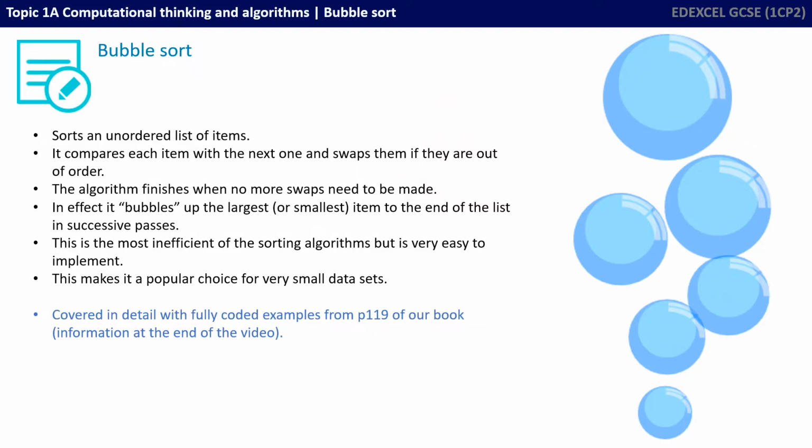So before we work through an example of the bubble sort algorithm, let's first summarise its key features. It sorts an unordered list of items. It compares each item with the next one and then swaps them if they're out of order. The algorithm finishes when no more swaps need to be made. In effect, it bubbles up the largest or smallest item to the end of the list in successive passes. This is the most inefficient of the sorting algorithms, but it's very easy to implement. This makes it a popular choice for very small data sets.